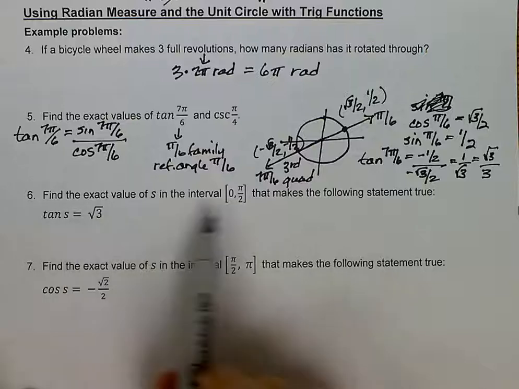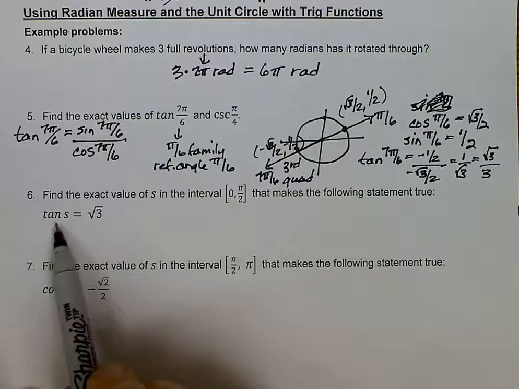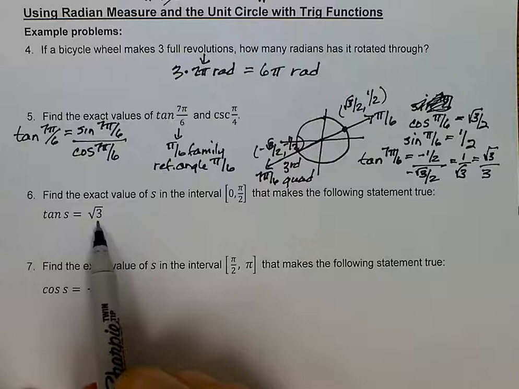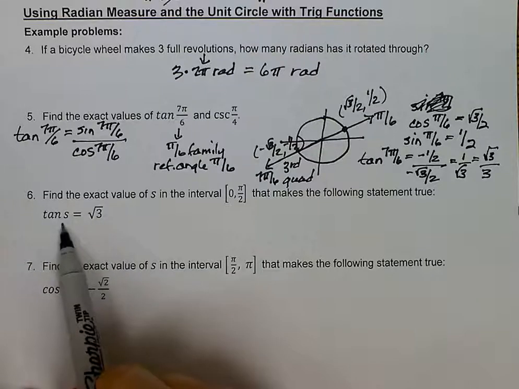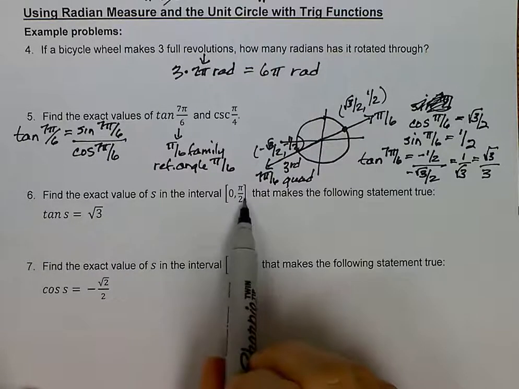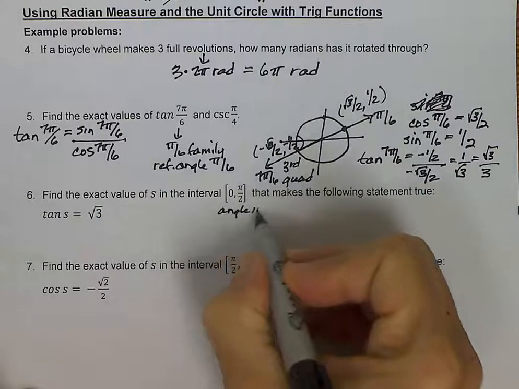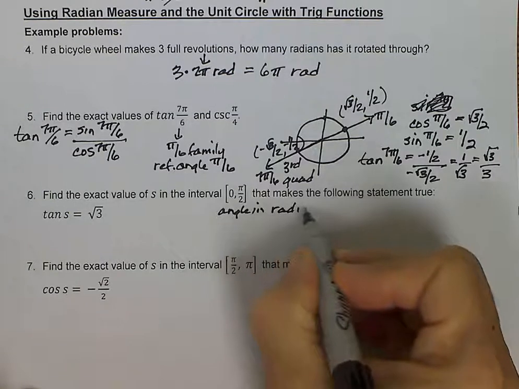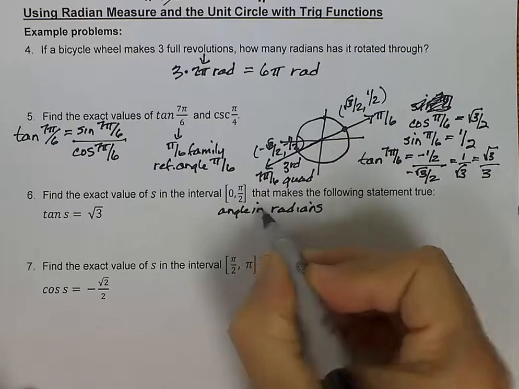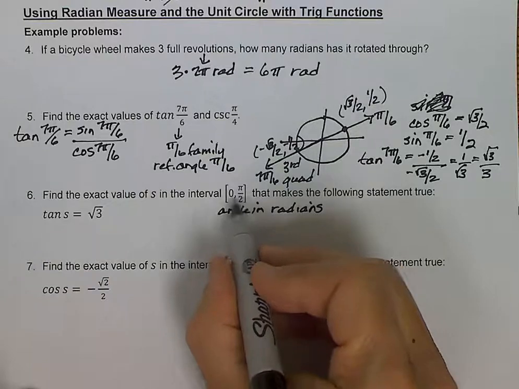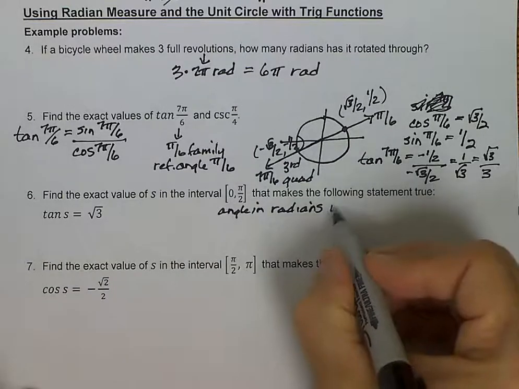Now let's look at this problem. In this one, it's giving us the value for tangent, and it's asking us to go back and find the angle. Because of the way they list this interval, this tells us that they want the angle in radians. And also because this is going from 0 to pi over 2, that's only the first quadrant.